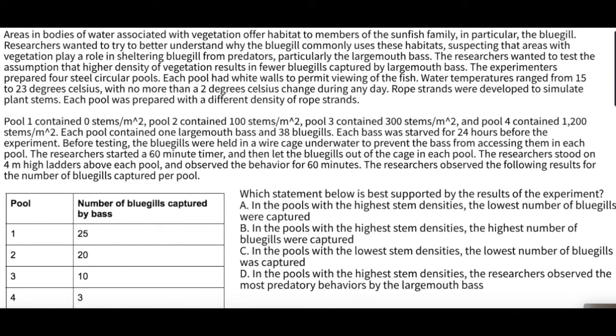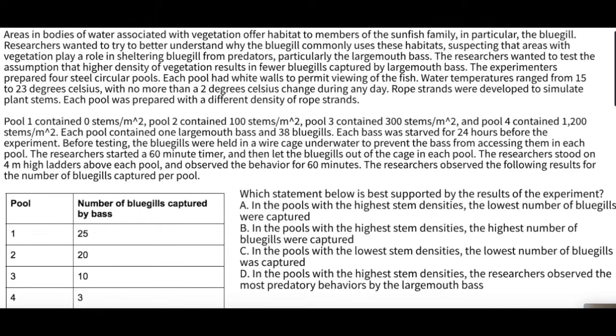Pool 1 contained 0 stems per square meter. Pool 2 contained 100 stems per square meter. Pool 3 contained 300 stems per square meter, and Pool 4 contained 1,200 stems per square meter. Each pool contained 1 largemouth bass and 38 bluegills. Each bass was starved for 24 hours before the experiment. Before testing, the bluegills were held in a wire cage underwater to prevent the bass from accessing them in each pool. The researchers started a 60-minute timer and then let the bluegill out of the cage in each pool.